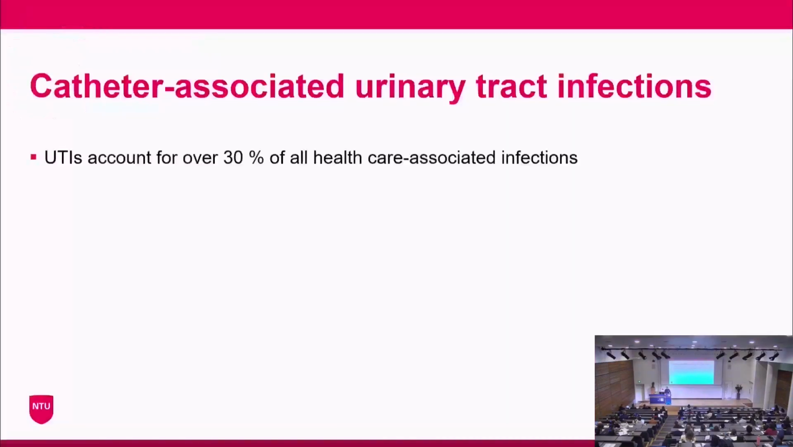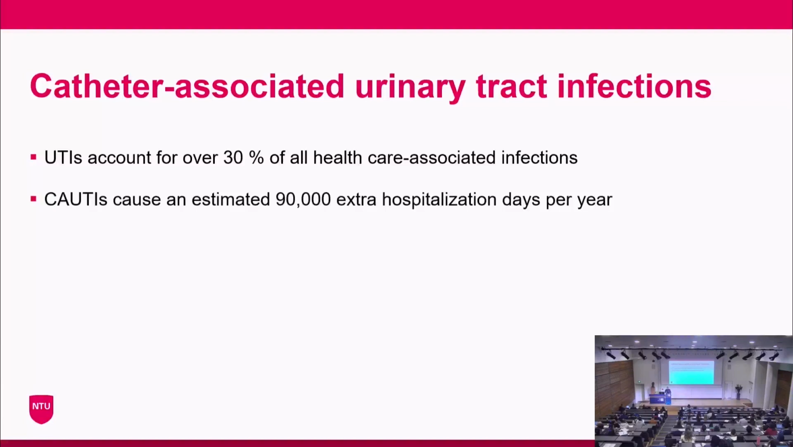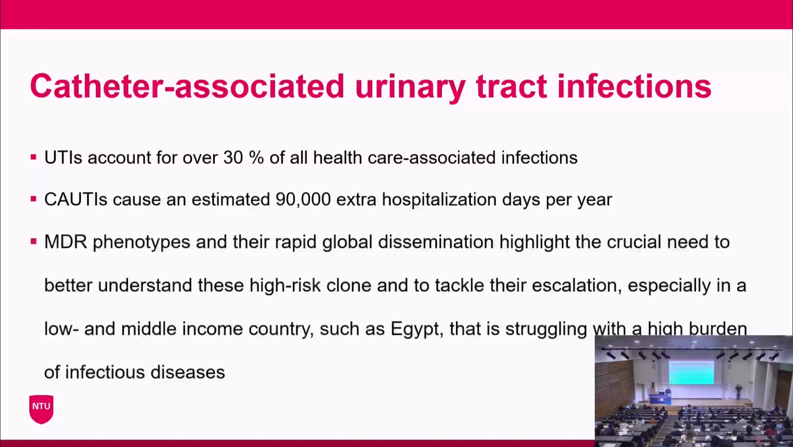As we know, UTIs account for more than 30% of healthcare-associated infections, and cancer-associated infections cause extra hospitalization days each year. We all know that multi-drug resistance and extensively drug resistance phenotypes have a rapid global dissemination, especially in low and middle income countries. So we need to track high-risk clones and novel resistance determinants.